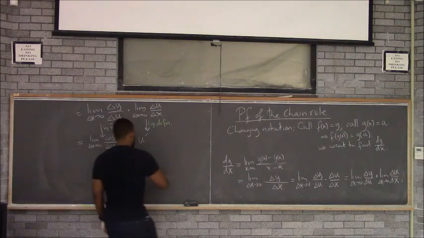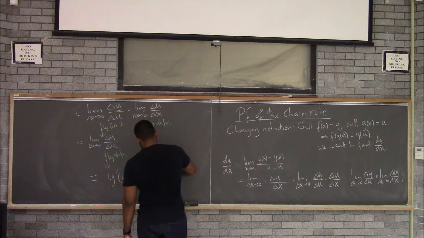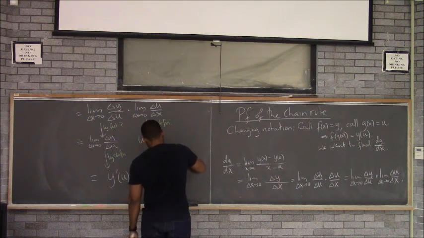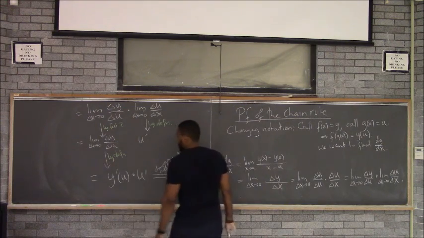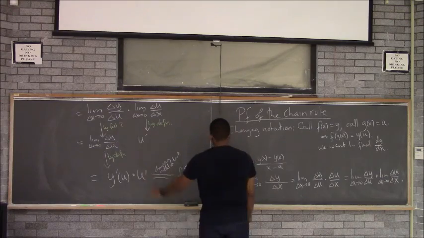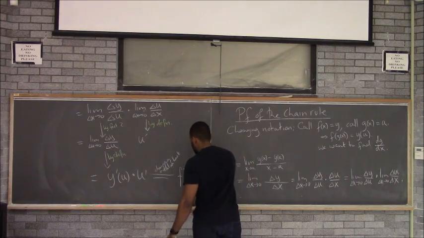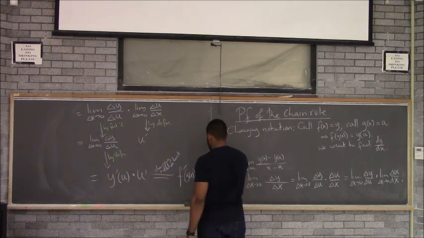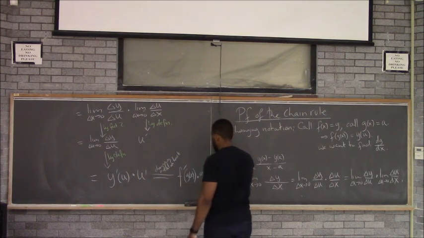And in other words, changing the notation back. The y, I called it f. So that's f prime. The u was what I renamed g. So that's g of x times the u prime. Well, that's just g prime. That's the chain rule.